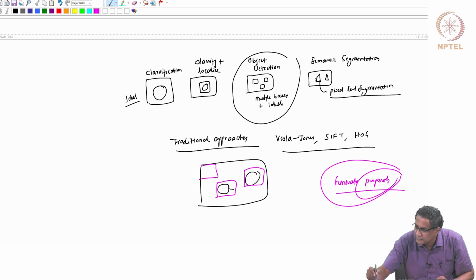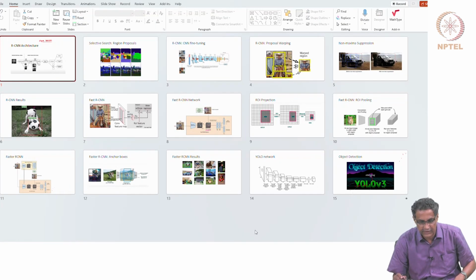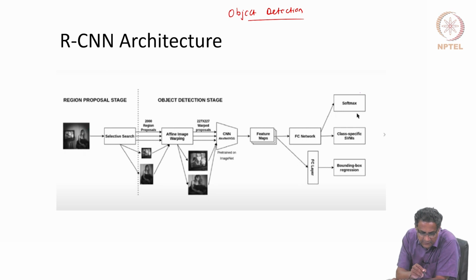Now the first network that came is called RCNN, which sort of created waves, and that is the one here. Now if you see how it works, there is a proposal stage, which is supposed to flag, like I said, all the interesting regions in my image.